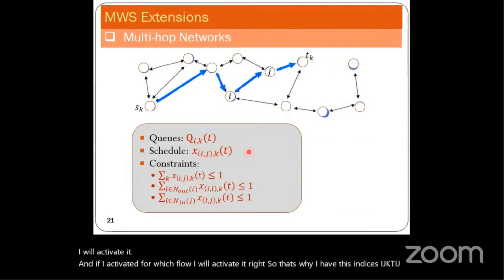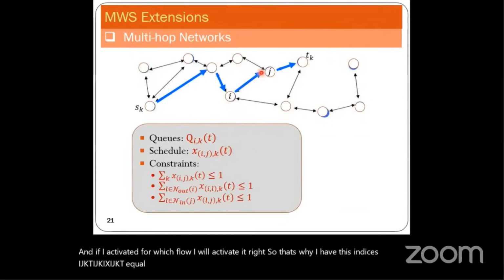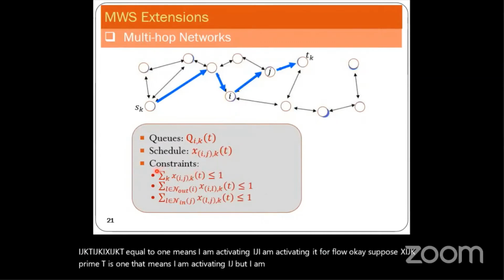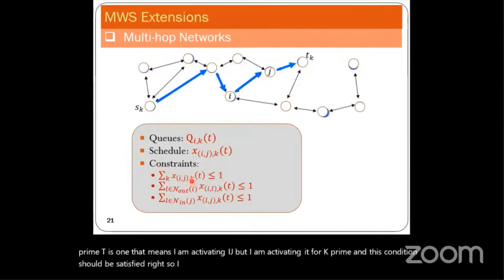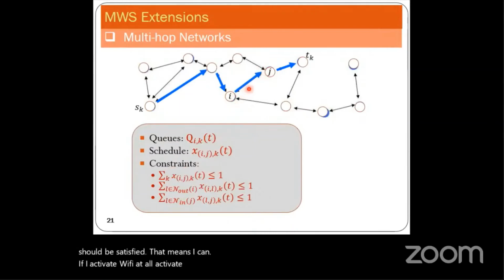X_ijk(t) equal to 1 means I am activating link ij for flow k. Suppose x_ijk'(t) is 1, that means I am activating ij, but for flow k prime, and this condition should be satisfied, right? So I am again in a perfect channel setup, and this condition should be satisfied. That means if I at all activate this link ij, I can activate it only for one flow.